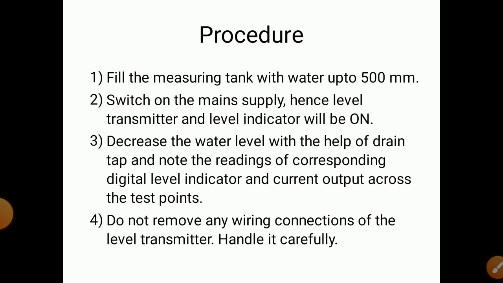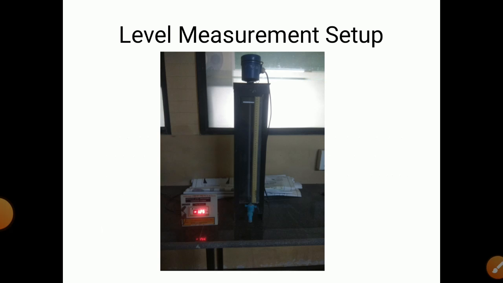Okay, in the third step, we have to start the drain tap. So water will get reduced in the tank and we have to note down the readings. And the last point, do not remove any wiring connections of the level transmitter, handle it carefully. So we have to keep the level transmitter connections intact and we have to handle it carefully.